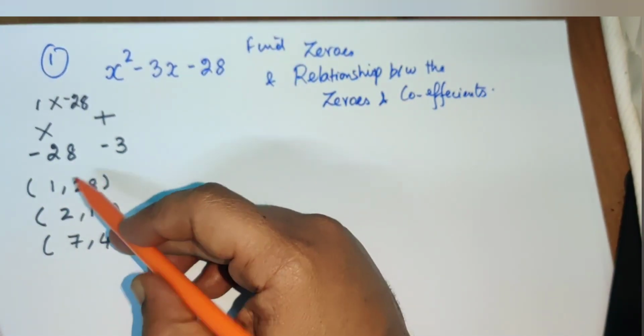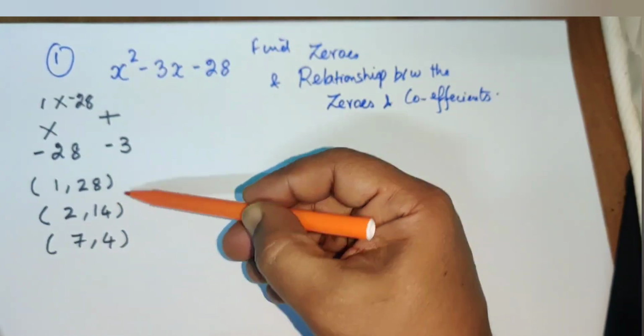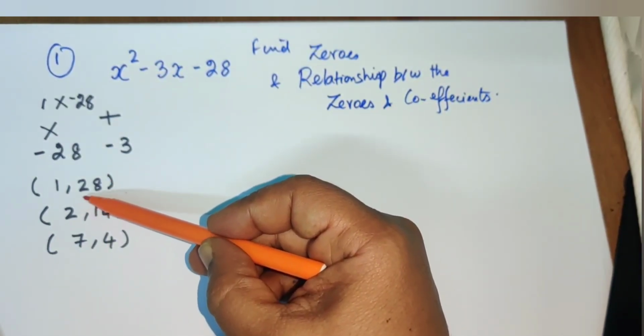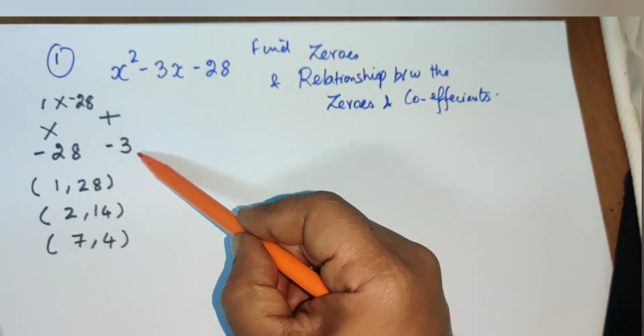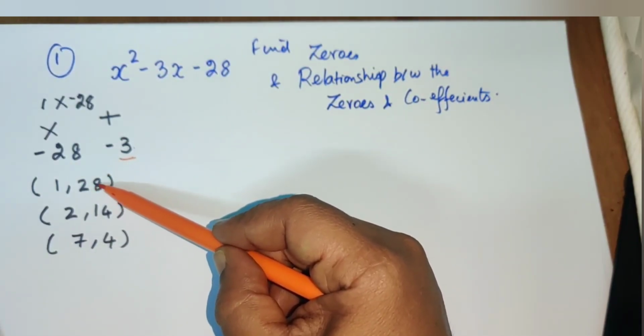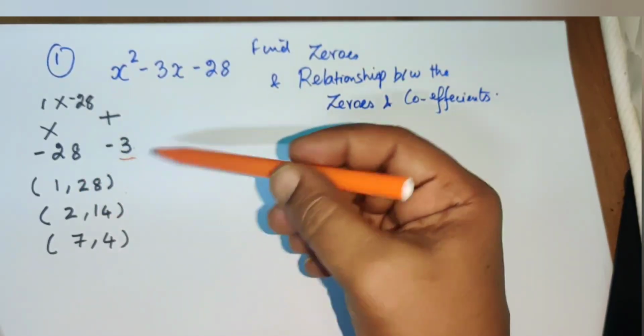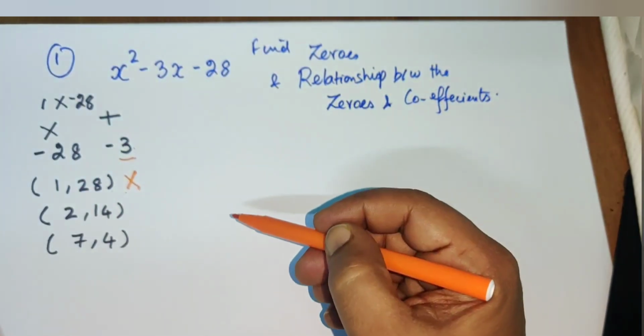So 28 plus 1, when we add both of them, when we give positive sign, 28 plus 1 is nothing but 29. But we need, when we add, we should get minus 3. So this is not possible. If you subtract, 28 minus 1, it will become 27. When we add 28 plus 1, it will become 29. So this is not a correct pair.